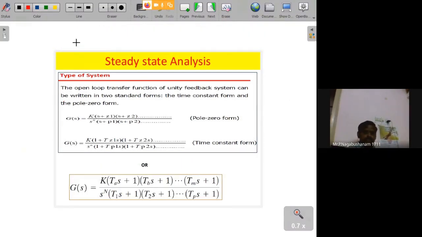In general, to find the type of a system, I require the open loop transfer function. The open loop transfer function of a unity feedback system can be written in two standard forms. That means G(S)H(S). Open loop means they give G; what about H? Unity feedback, so G(S)H(S) is the same thing you will get.